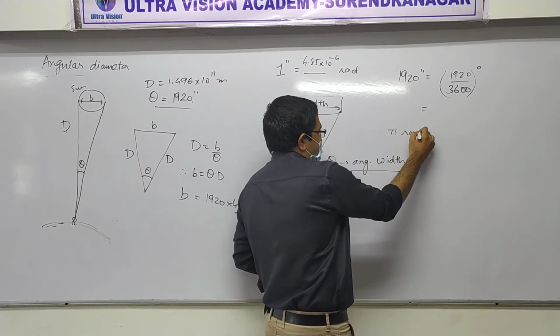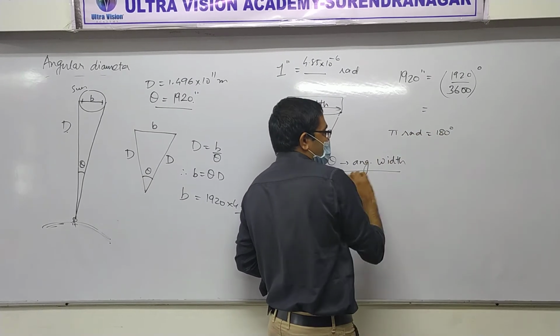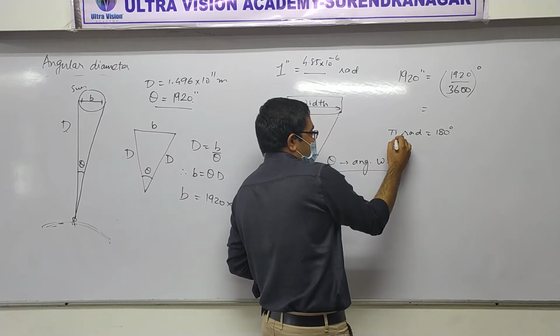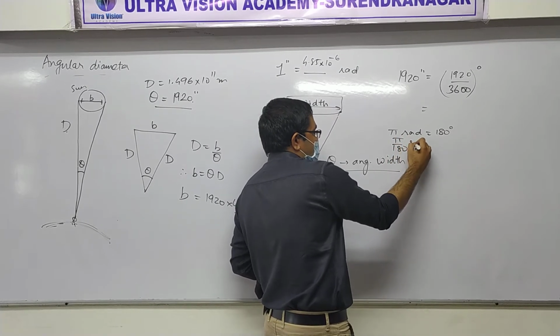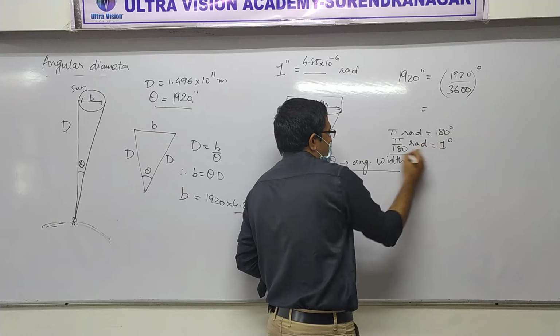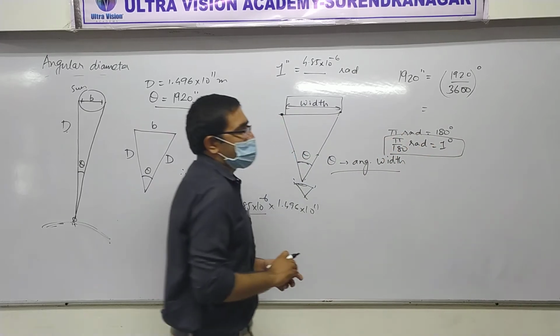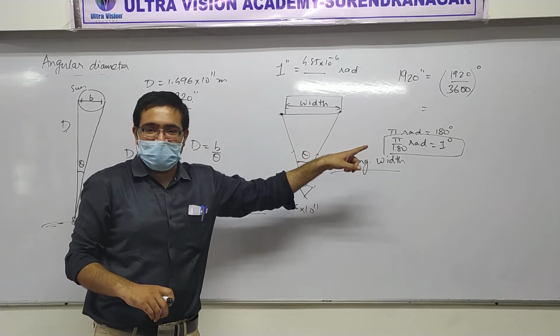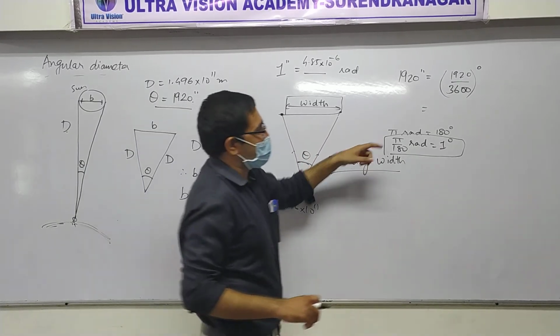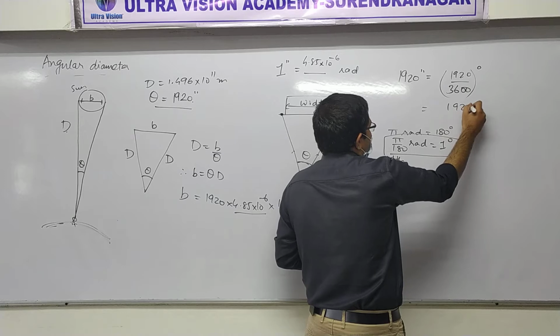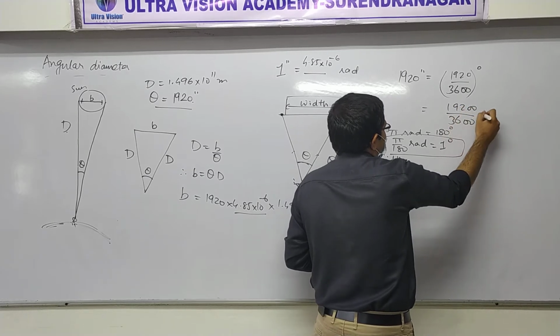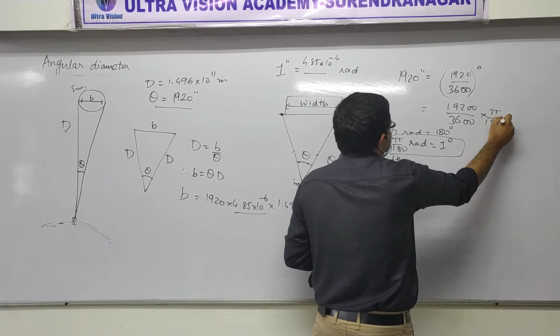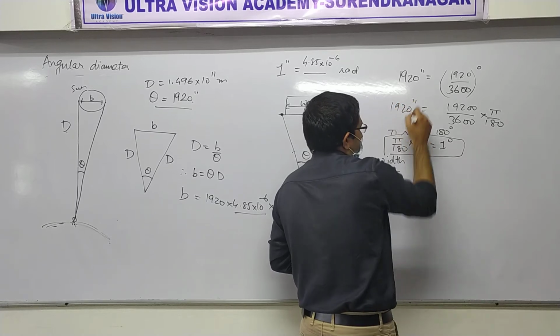Pi radian is 180 degrees. So if I divide this here, pi by 180 radian is equal to 1 degree. Did you get that? Yes or no? I simply divided 180 on this side. So 1 degree is this many radians. So this you can convert to radian by multiplying with pi and dividing with 180. So this will be your converted value.